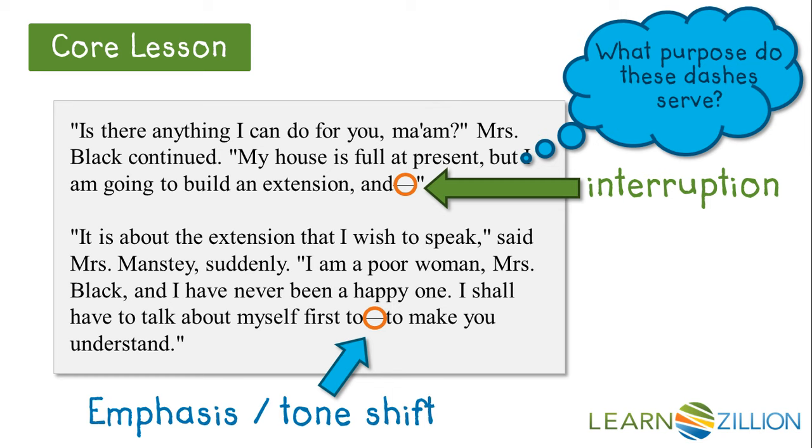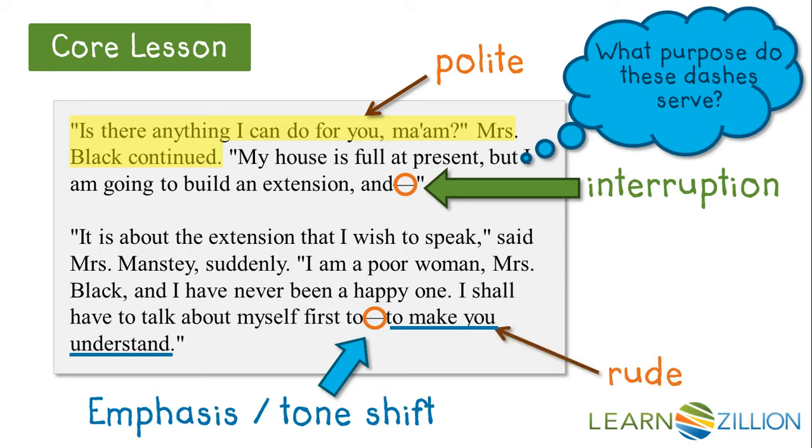Let's go back into the text to make sure that there's a definite tone shift. Now, at the beginning of the conversation, Mrs. Black says, is there anything I can do for you, ma'am? She's actually being quite polite here. Now let's look after the dash. Mrs. Manstey said, to make you understand. This is short and rude. So I definitely see a tone shift here. And Mrs. Manstey is trying to emphasize her purpose for being at Mrs. Black's house.